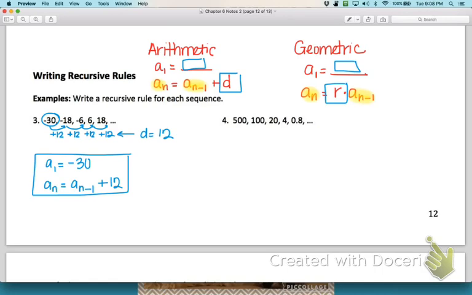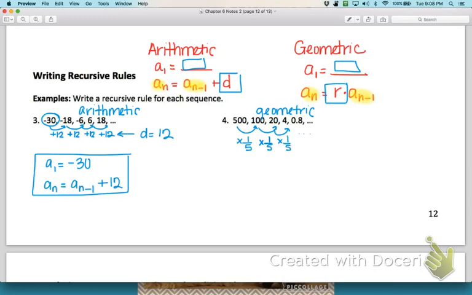So if we look at number 4, you can look and figure out the pattern. This one, hopefully you notice, is not adding or subtracting. So that means that this one is geometric. And so again, the first one we said was arithmetic. That's important to decide. So this one here is geometric. The pattern here is that we're dividing by 5, but remember that means that we're multiplying by 1/5. So times 1/5, times 1/5, on and on and on, dot, dot, dot.